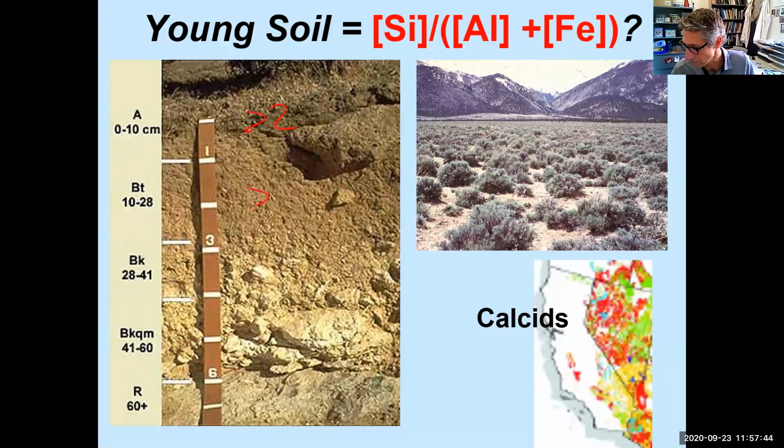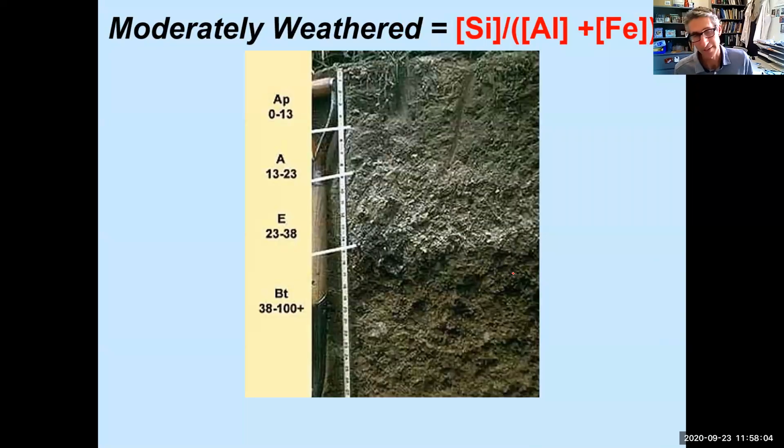In our BT horizon, greater than 2. B horizons are zones of accumulation, so this is where we're going to accumulate stuff. BK horizon greater than 2. BKQM greater than 2. R horizon greater than 2. A mildly weathered soil is going to have a silicon to iron and aluminum ratio of greater than 2. Okay? How about this soil right here, moderately weathered?